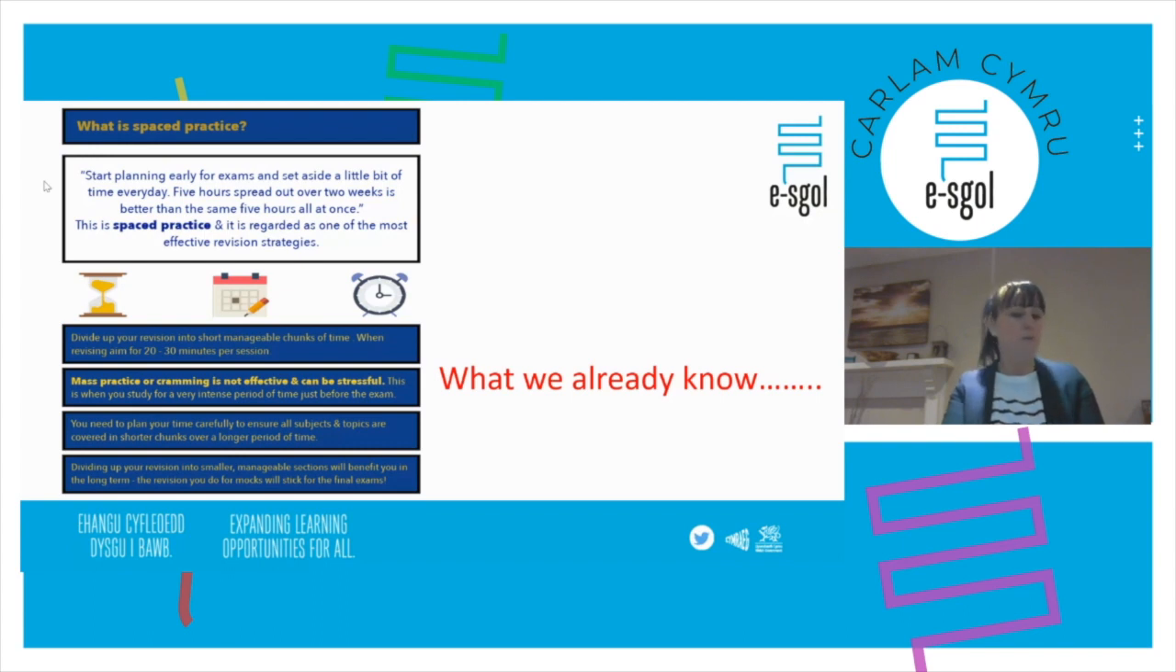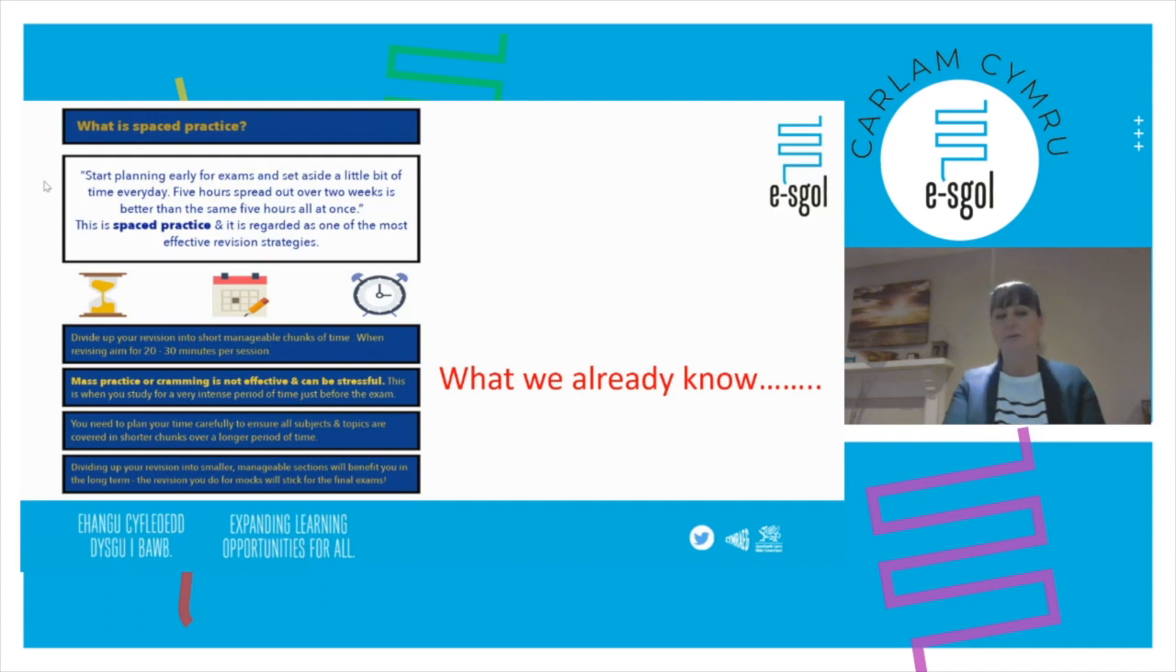So it's really important that you divide your revision into short, manageable chunks of time. So we're aiming for between 20 to 30 minutes per session, ideally 25. Now, mass practice or cramming is not effective and can be very stressful. So this is when you study for an intense period of time just before the exam. But it is better for you to start learning and revising months before your exam.